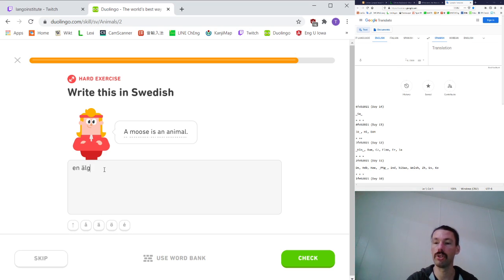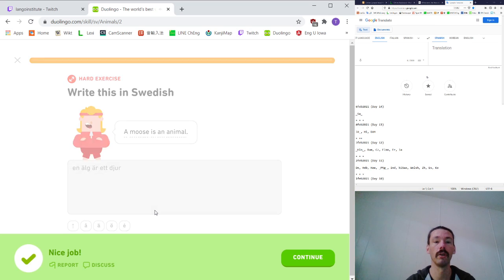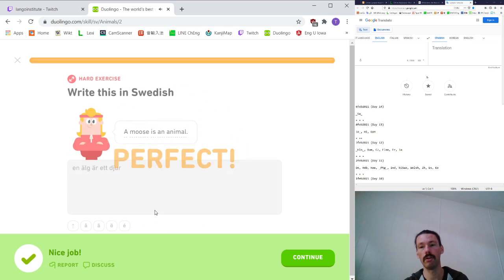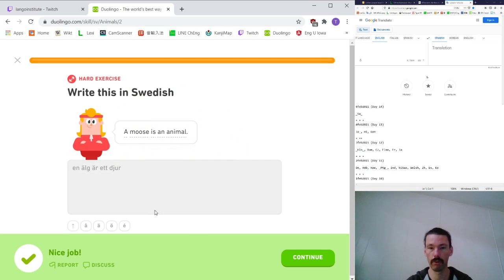Note the pronunciation of the G, it's a y sound in many cases, not always. Ett djur. Ett meaning a, neuter class. The D is silent. An older djur was simplified to just djur. The word is related to our word deer, but it has the sense of animal in general.